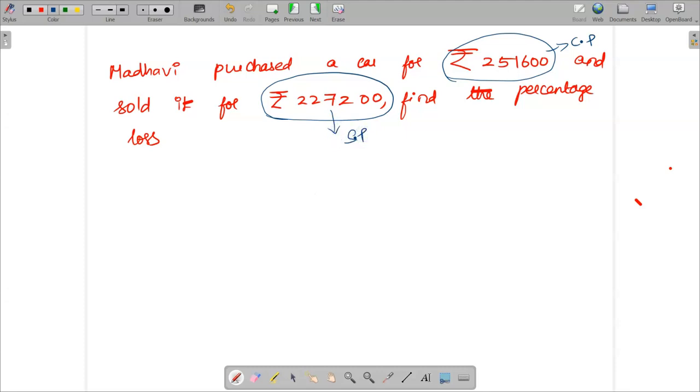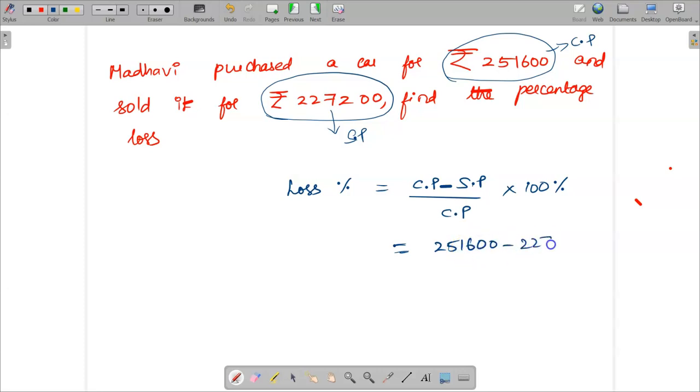Here the cost price is higher when compared to the selling price, so we have a loss percentage. Loss percentage is cost price minus selling price divided by cost price into 100 percentage. Whenever cost price is higher, definitely we will get a loss. Divided by this value, 251600, into 100 percentage.